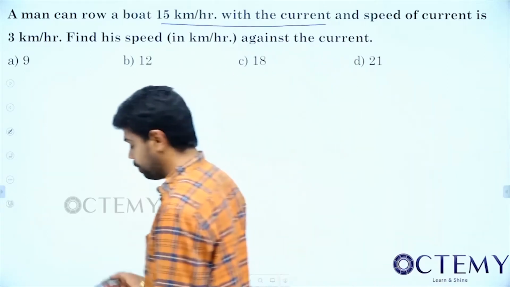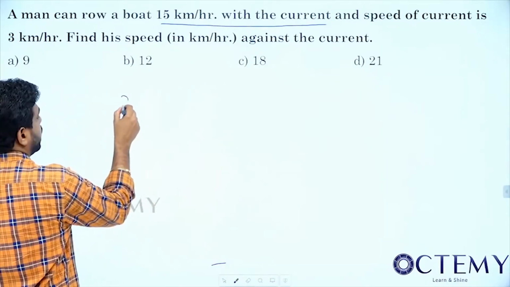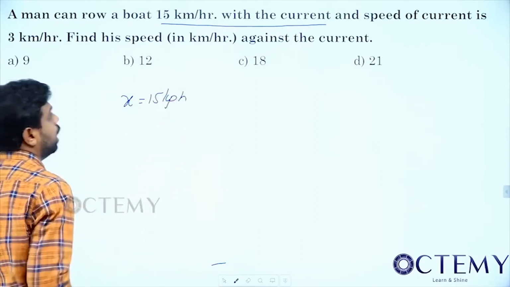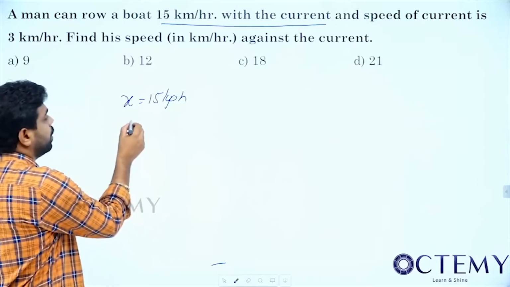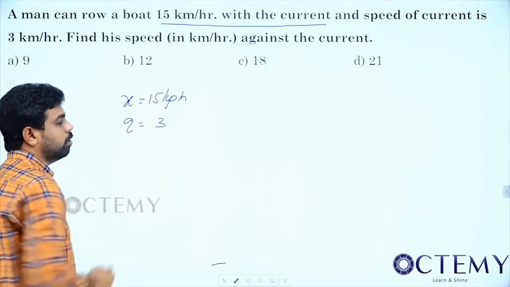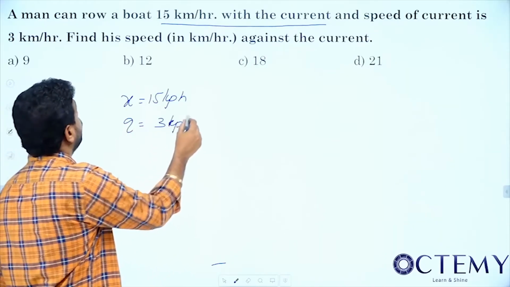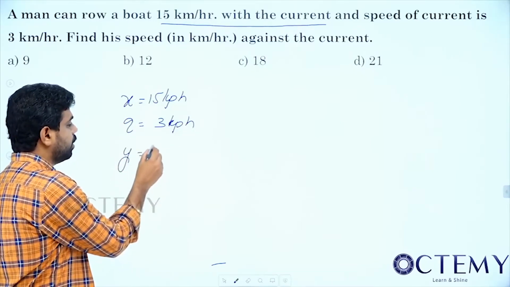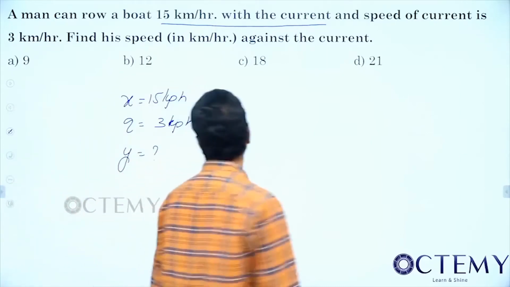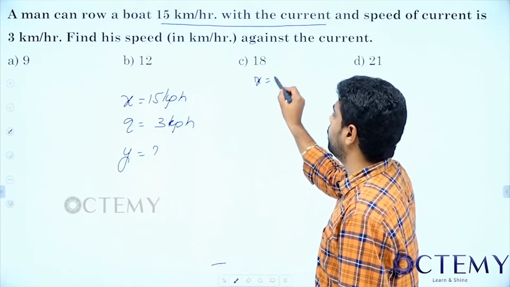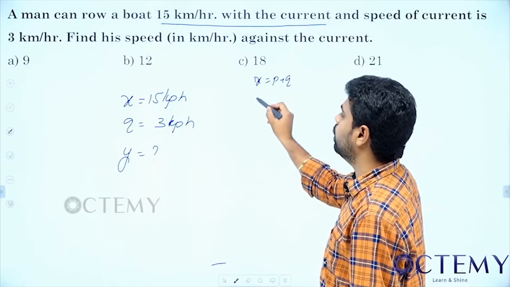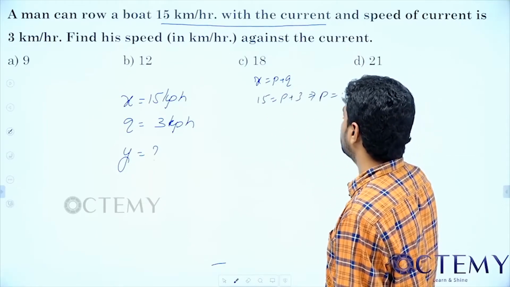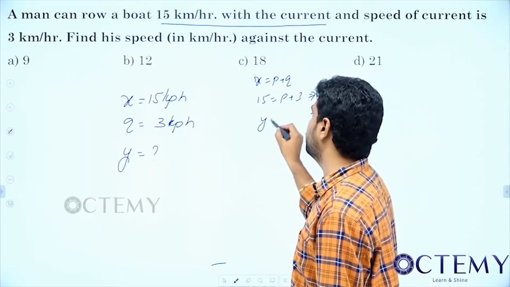What does it mean? It means that with the current, X is given. X is 15 km per hour. Next, speed of current is 3 km per hour, so Q equal to 3 km per hour. Find his speed against the current. Speed against the current means what? Y we should find out. Okay. One way is that from X equal to P plus Q, you substitute here, you will get 15 equal to P plus 3. So P equal to 12. So this Y is nothing but P minus Q.